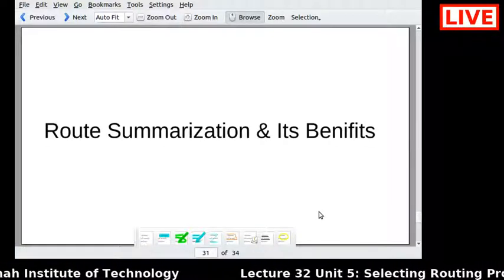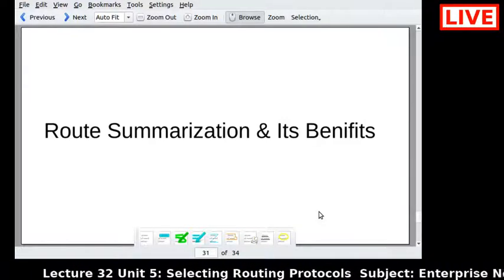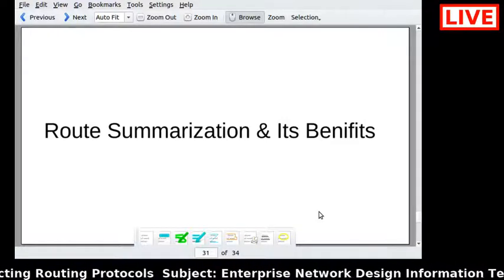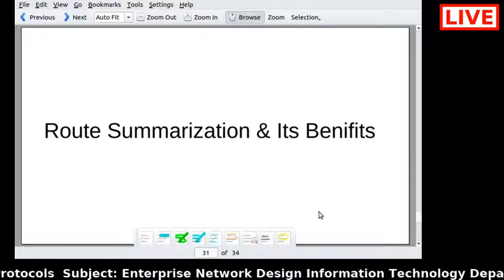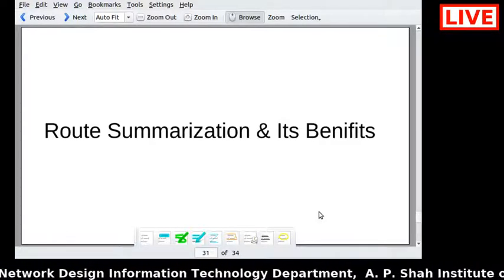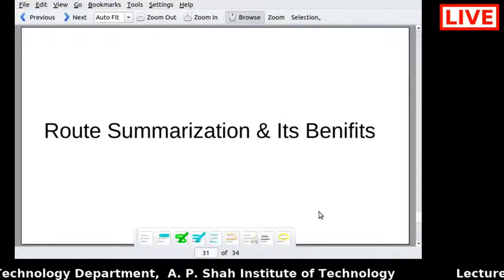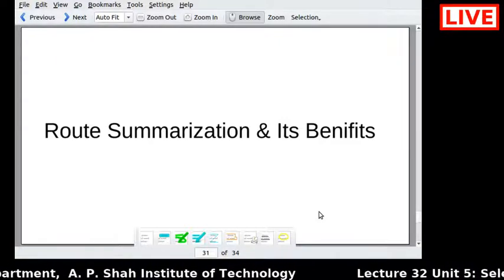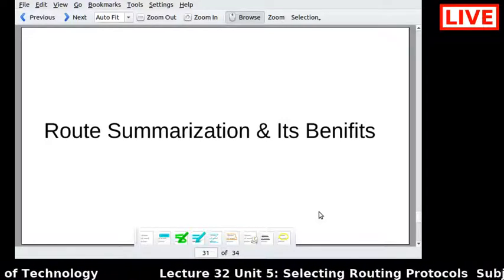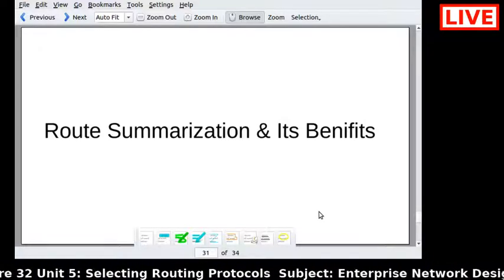So whichever I have told you just now, that recomputation you need to do, and the bandwidth used is also large. But if you use this network hierarchy, it will reduce the routing traffic and the unnecessary route recomputation. Because to do that, the network must be divided into different areas, and those areas must enable this route summarization.